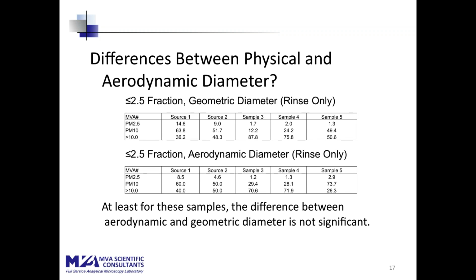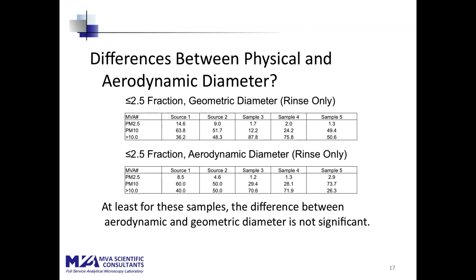These are the results. The top table is what we've seen before, the geometric diameter measured by the microscope in the less than 2.5 micron fraction. And the bottom table is the same particle data set converted to aerodynamic diameter particle by particle. So we can see that it doesn't actually make things better. In some cases, it makes things worse because the higher density tends to make particles have a slightly larger aerodynamic diameter than they do geometric diameter.